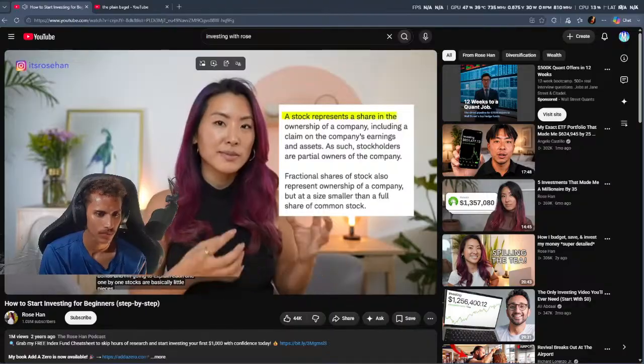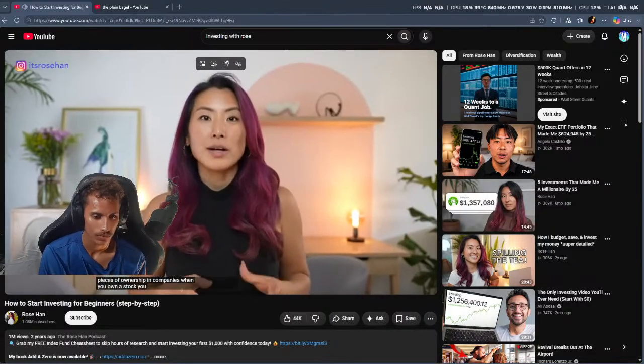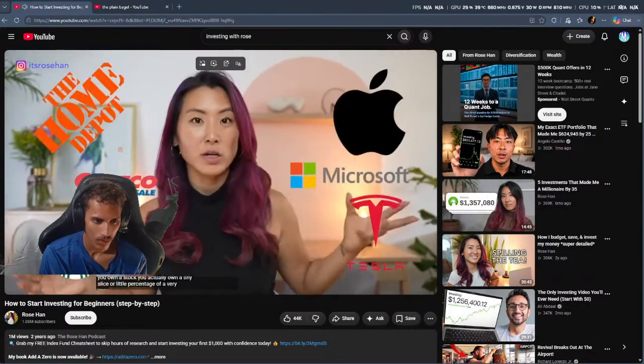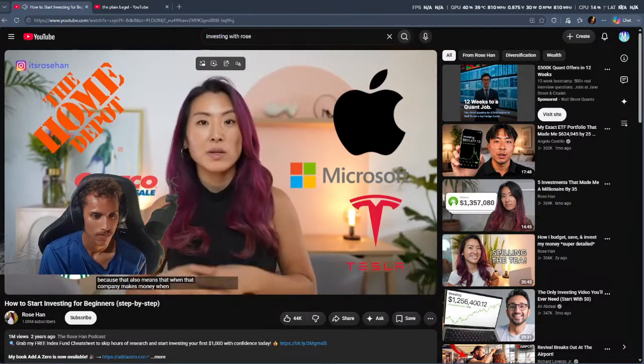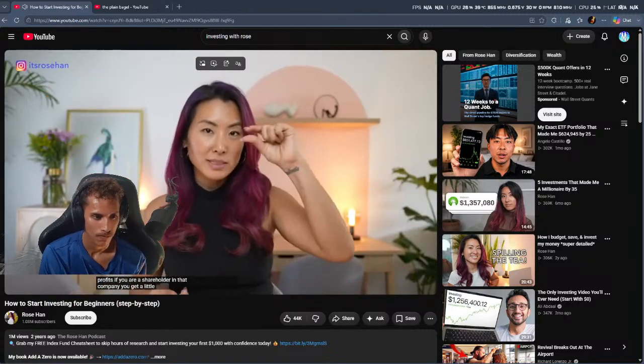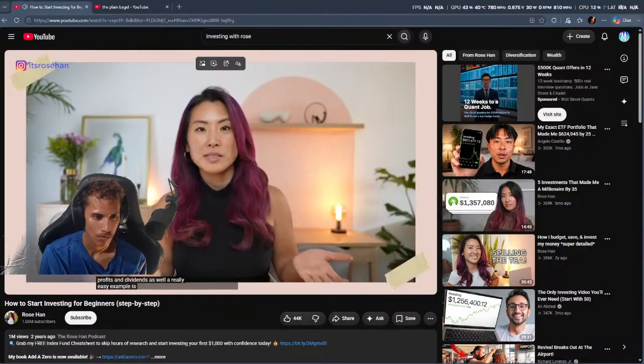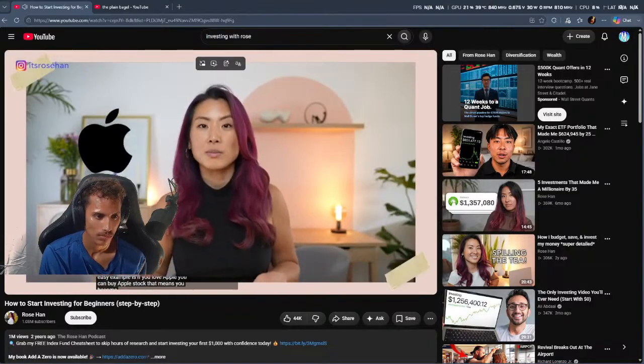Stocks are basically little pieces of ownership in companies. When you own a stock, you actually own a tiny slice or a little percentage of a very, very large company, which is pretty cool, because it also means that when that company makes profits, if you are a shareholder in that company, you get a little slice of those profits and dividends as well. A really easy example is if you love Apple, you can buy Apple stock. That means you become a little tiny percentage owner in Apple.